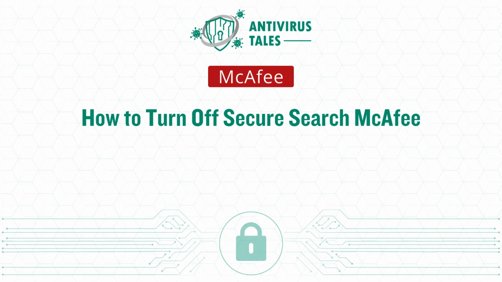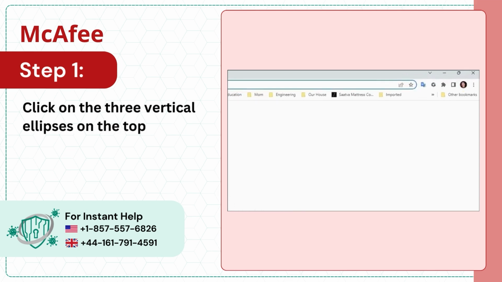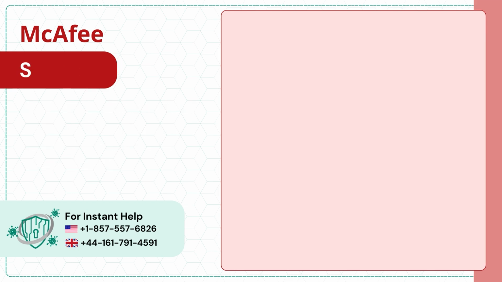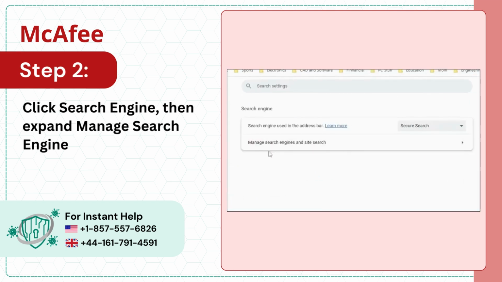How to turn off Secure Search McAfee. Step 1. Click on the three vertical ellipses on the top right side of the screen and select Settings. Step 2. Click Search Engine, then expand Manage Search Engines and Site Search.